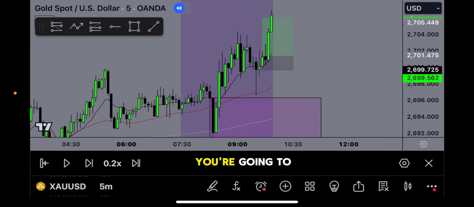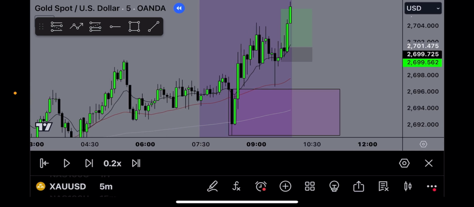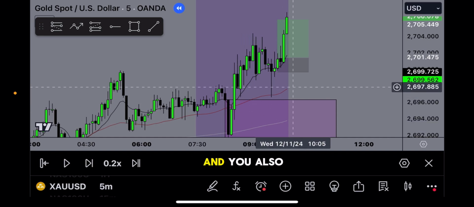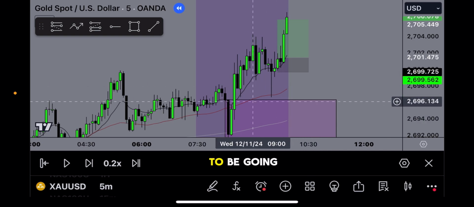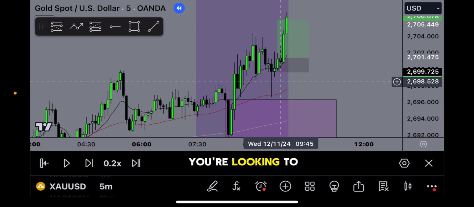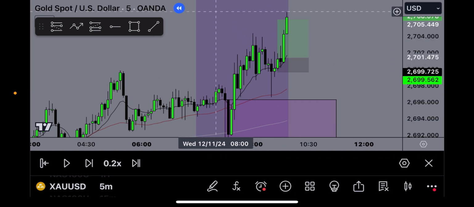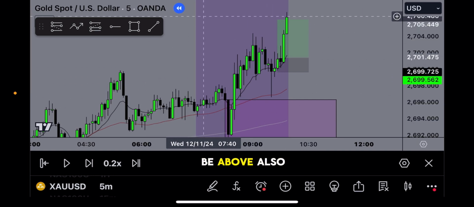It's pretty simple. Like I say, you're going to see these setups everywhere, often, but just make sure that when you do take these setups, the 13 MA breakout candles, you want to be going with the trend. You want price action to line up and to make sense. And you also want the 13 MA to be going in your favor. For example, if you're looking to buy, you want the 13 MAs to be underneath. And if you're looking to sell, you want the 13 MAs to be above.